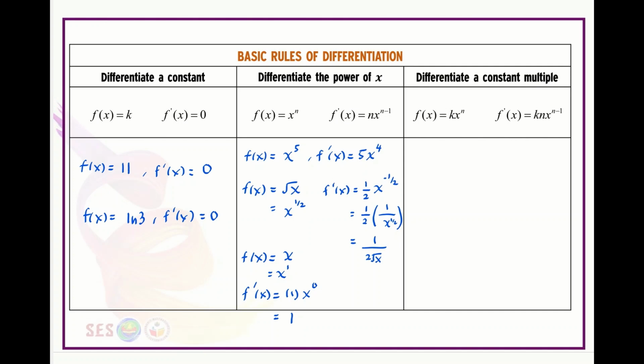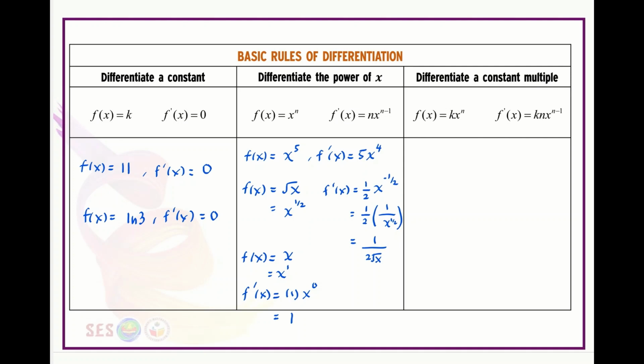All right, so the next one, under basic rules of differentiation. We have the case of differentiate a constant multiple, which is almost similar to differentiate the power of x, but we do have a constant in front of the function. The step is just the same, where we will bring down the power, the power will be multiplied with the constant, and the power will be minus by 1.